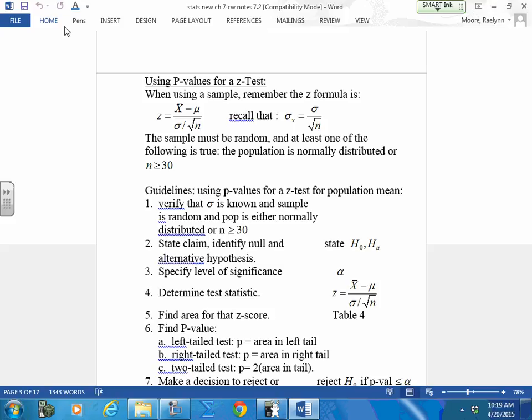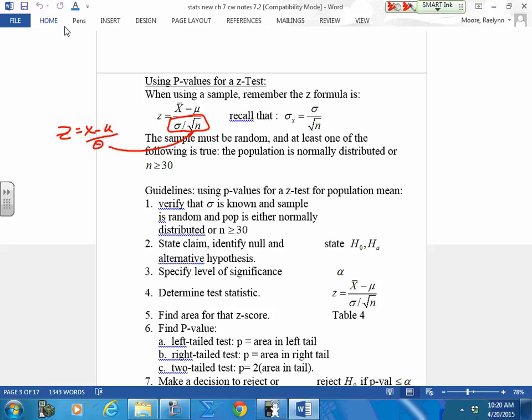This is your central limit theorem. So you are going to go back to your regular z-score and just incorporate that part into your standard deviation. Now, your sample must be random, or at least one of the following has to happen: your population, you're told, is normally distributed, or your sample size is greater than or equal to 30. If your sample size is greater than or equal to 30, you know your population is normally distributed. We've been doing that all along.